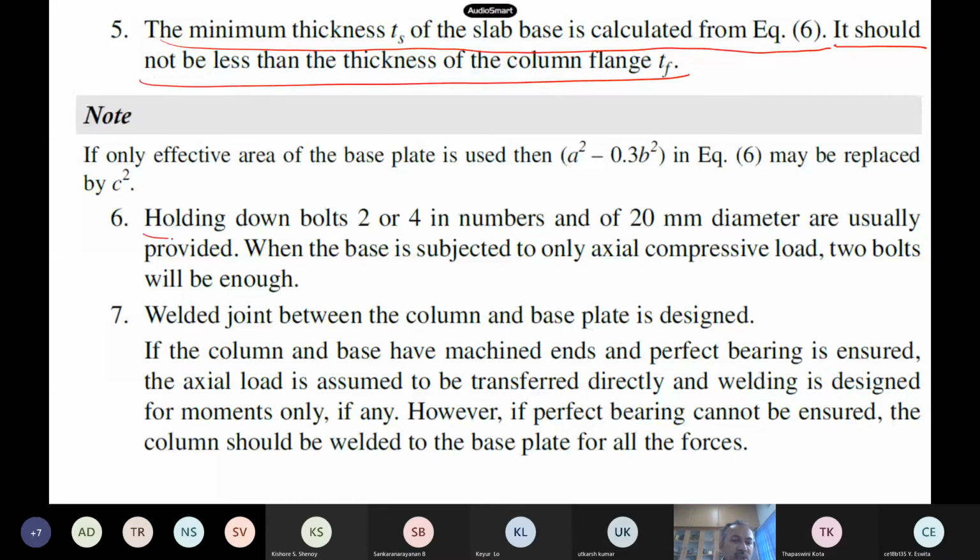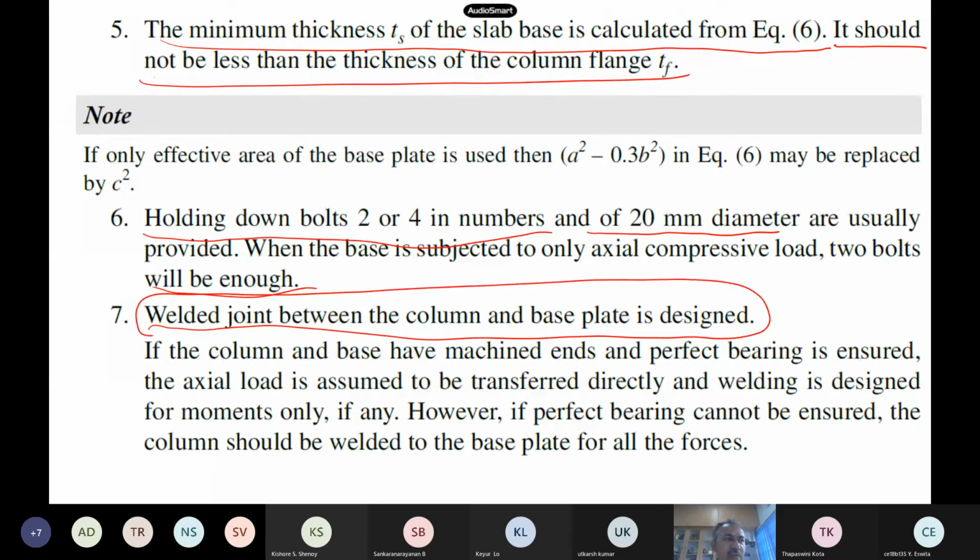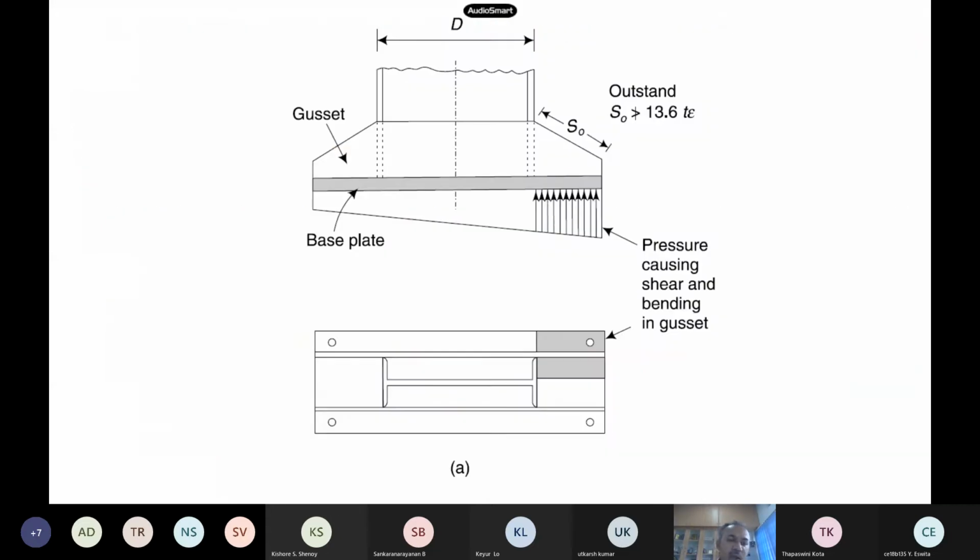And then you have to design the bolts also, that is the anchor bolts. Twenty mm diameter bolts are used here, and 2 bolts will be enough. Otherwise, you have to design the welded joint also between the column and the base plate. Anyway, you have to find out the shear, and then the length of the weld and other things can be found out. So this is a simple design for a column base.